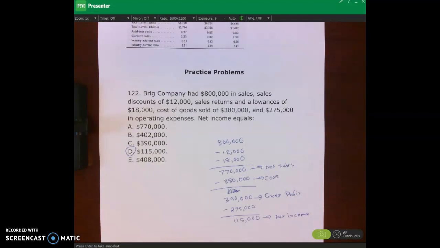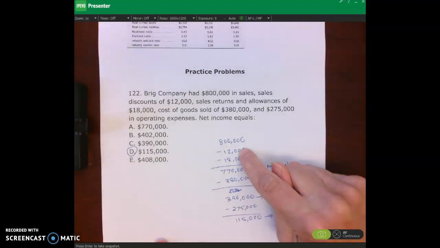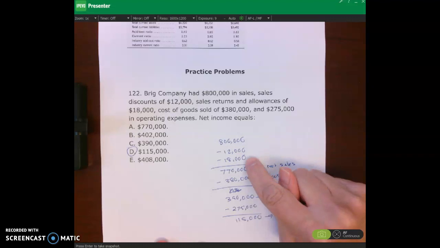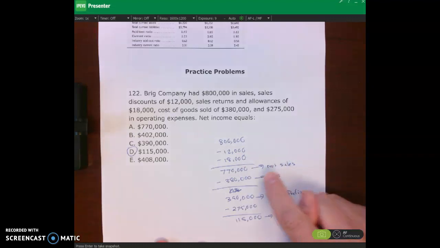With number 122, Briggs Company had $800,000 in sales, sales discounts of $12,000, sales returns and allowances of $18,000, cost of goods sold of $380,000, and $275,000 in operating expenses. What is net income? The right answer is D, 115. How do we get that? Take the 800 minus the 12,000 in sales discounts minus 18,000 in sales returns, which gives us 770, our net sales.